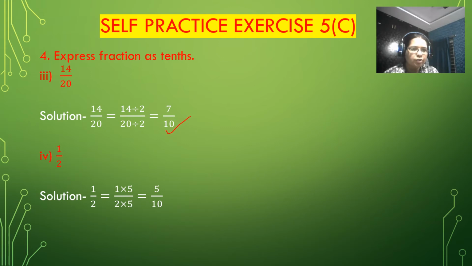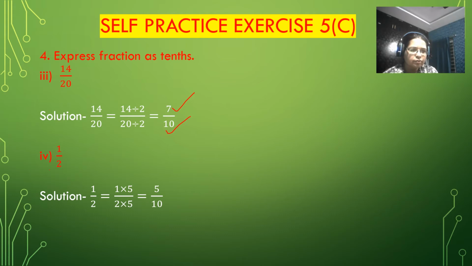We have to find the fraction 14 divided by 20 in tenths. So we have to divide denominator 20 by 2, we get 10. So we have to divide both numerator and denominator by 2. 14 divided by 2 is 7 and 20 divided by 2 is 10. So we get 7 divided by 10 is the equivalent fraction of 14 divided by 20. Now we get 7 tenths.